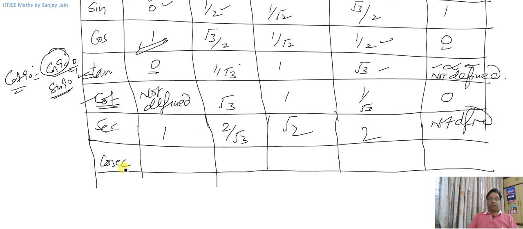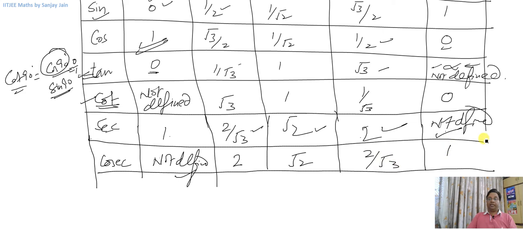And in the end, cosecant is the reciprocal of sine values, so it will be 1 by 0, so not defined. Or let me write it in another way. I'll write it from the secant perspective, right? We know that the values of secant are 1, 2 by root 3, root 2, 2, not defined. So I'll start with this not defined, then I'll write 2, okay, then I'll write root 2, and then I'll write 2 by root 3, and then in the end 1.